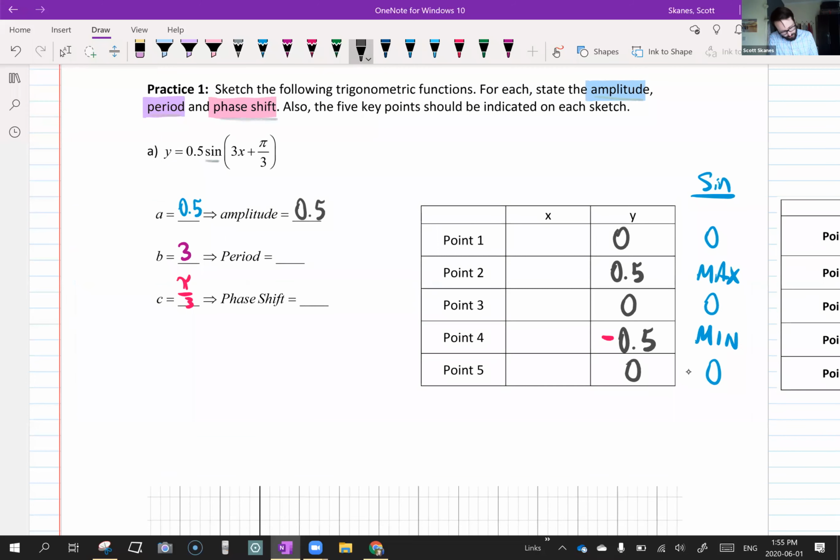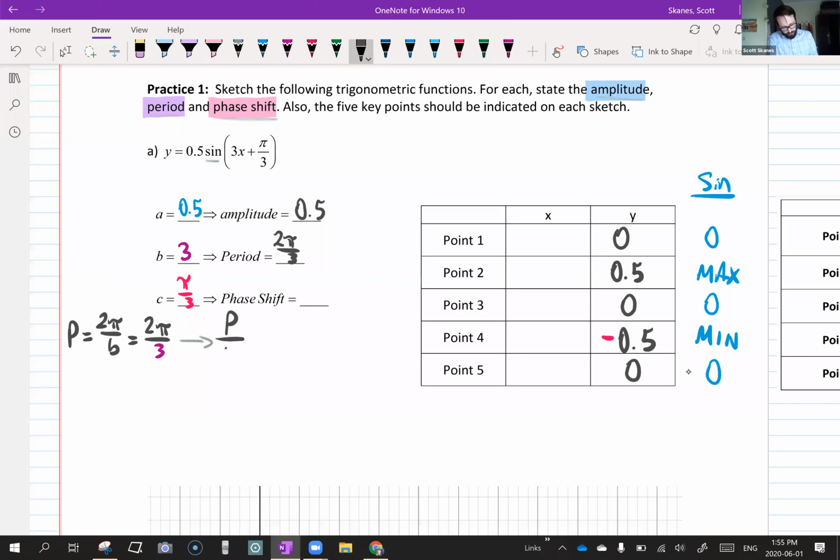How do we get period? Well, period, we already talked about, is 2 pi over b. In this case, b is 3. We know that b is 3. So 2 pi over 3, that's all we need. There's nothing to simplify. Period is 2 pi over 3. Let's go one step further.